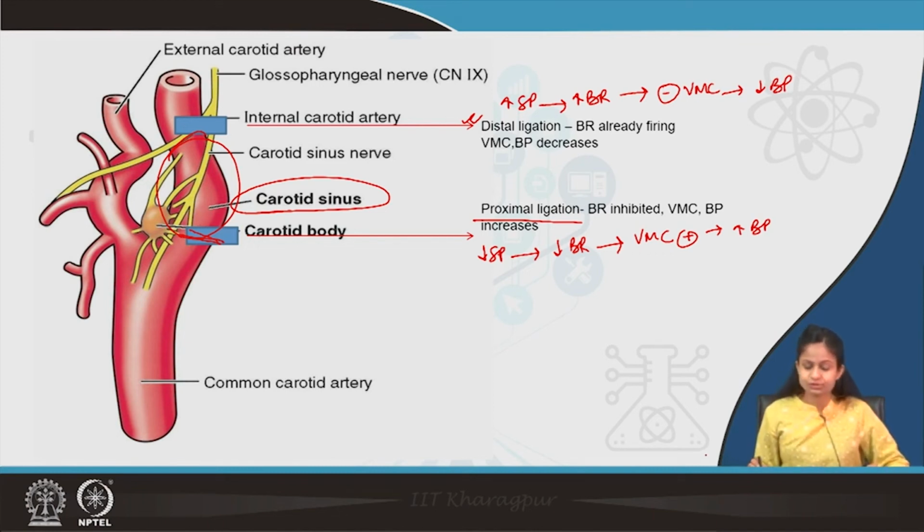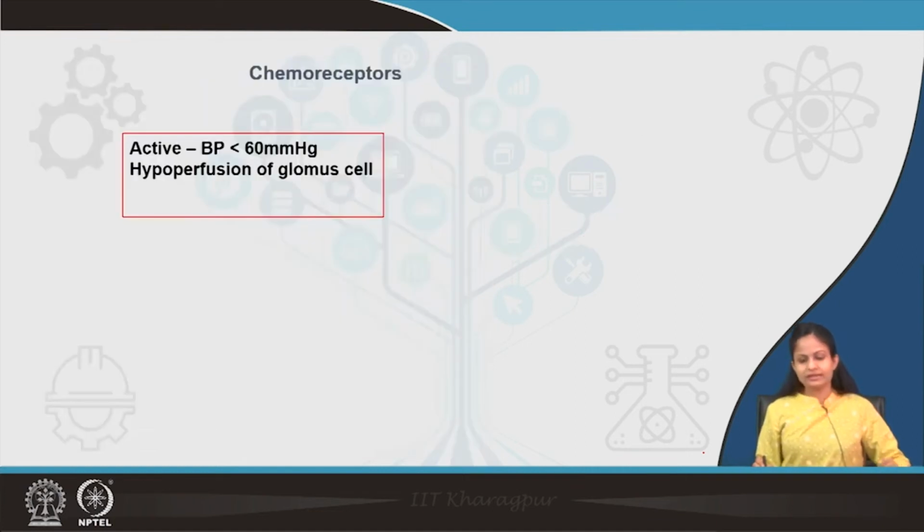So, this is all about your baroreceptors pathway and various conditions like carotid sinus massaging and ligation of the carotid sinus at various levels. Now, we come to the chemoreceptors. As I already told you, the peripheral chemoreceptors usually act in response to partial pressure of oxygen, partial pressure of carbon dioxide, and also hydrogen ion concentrations. But what about the central chemoreceptors?